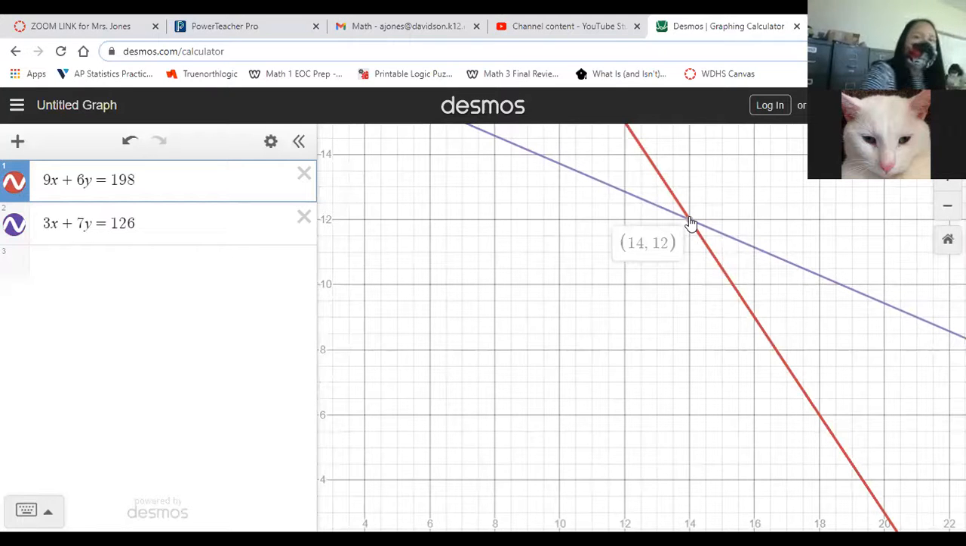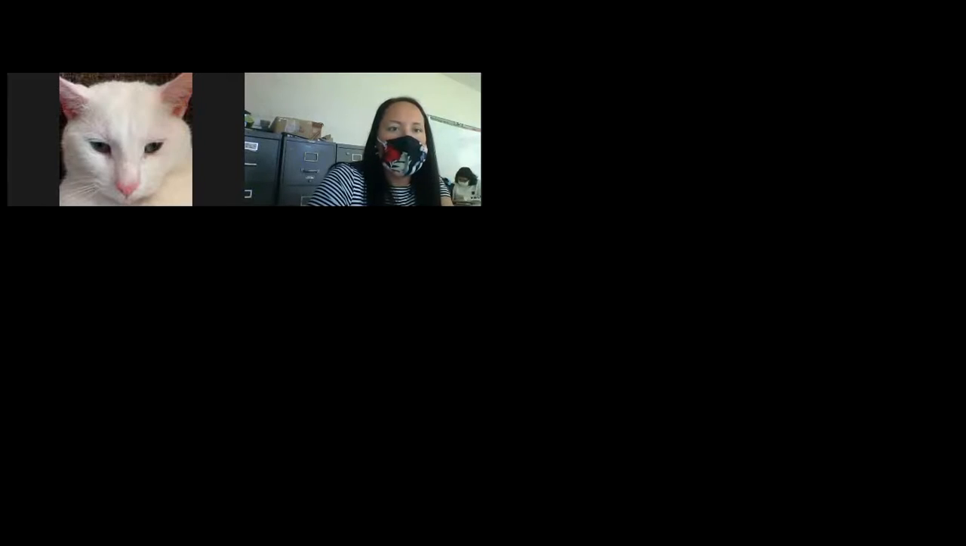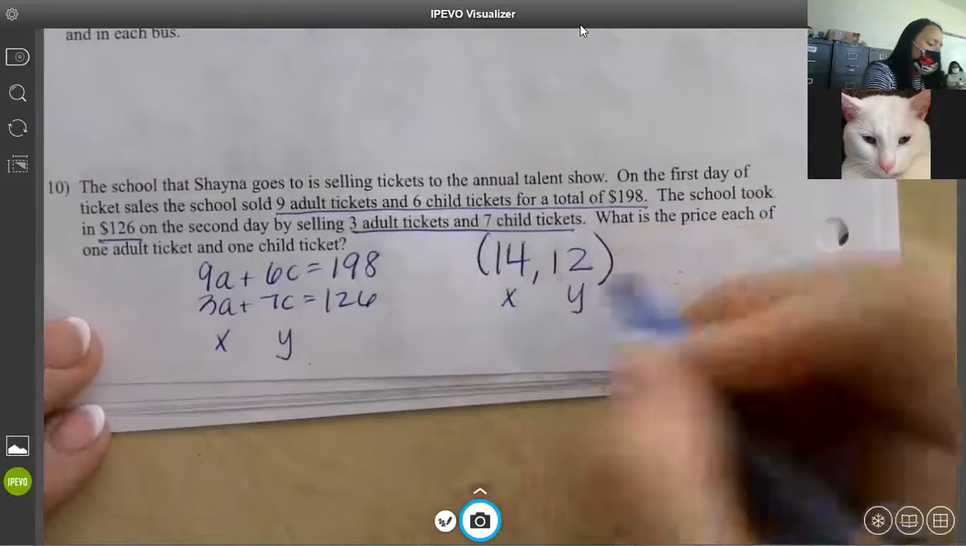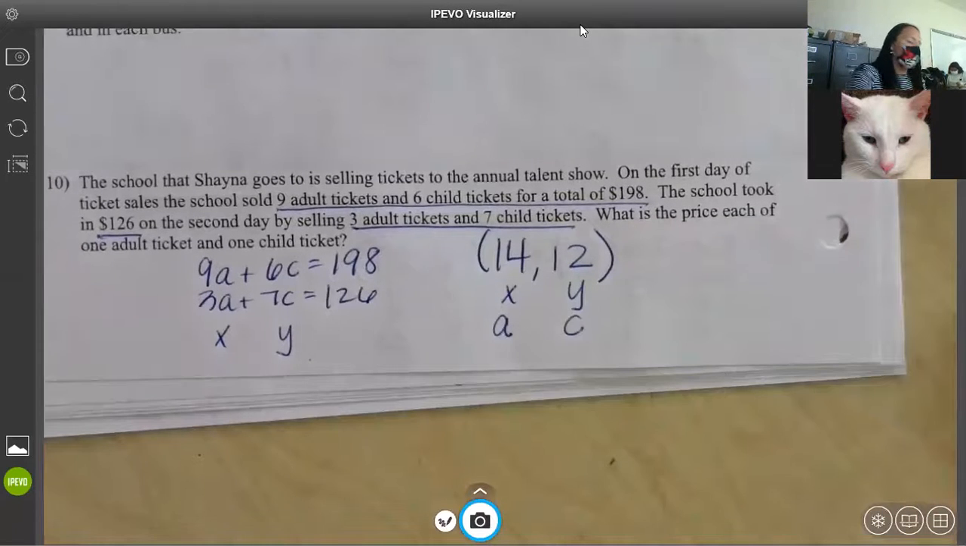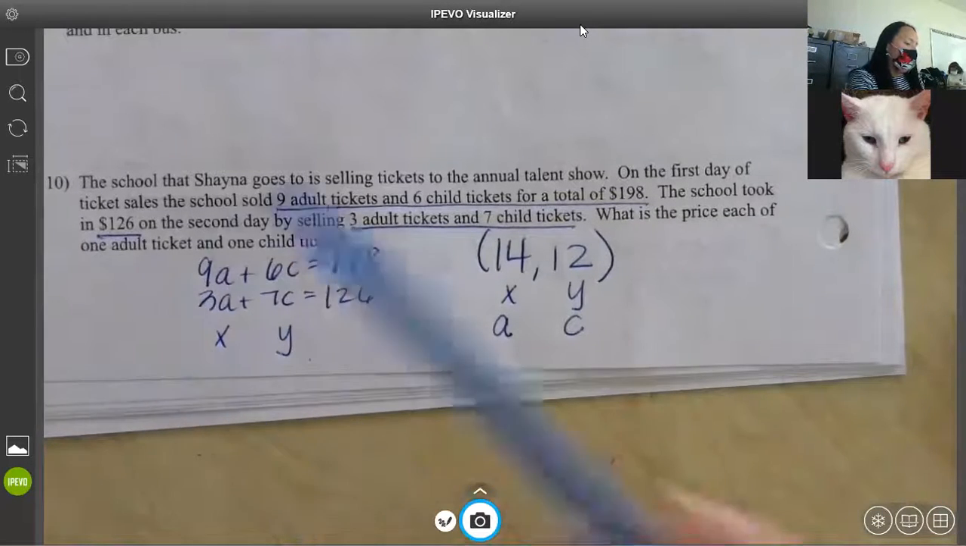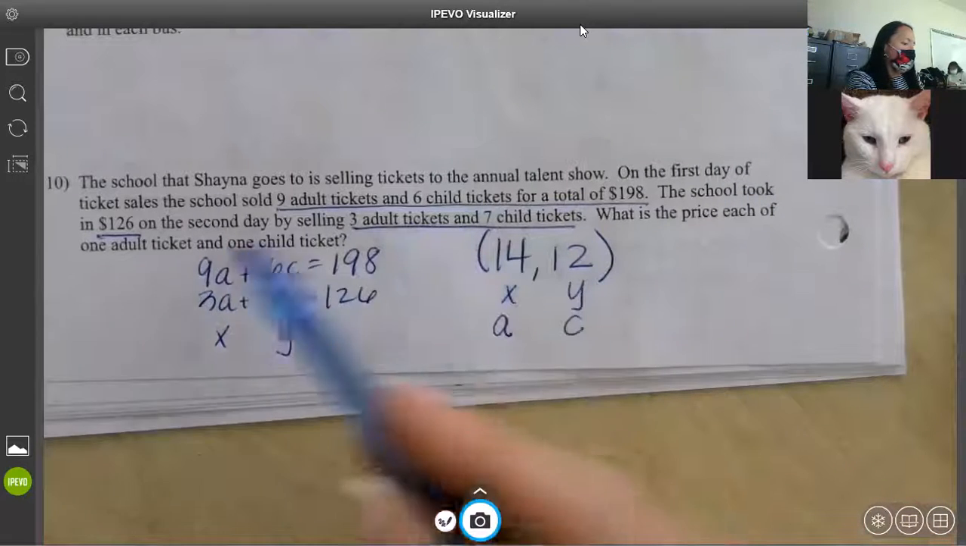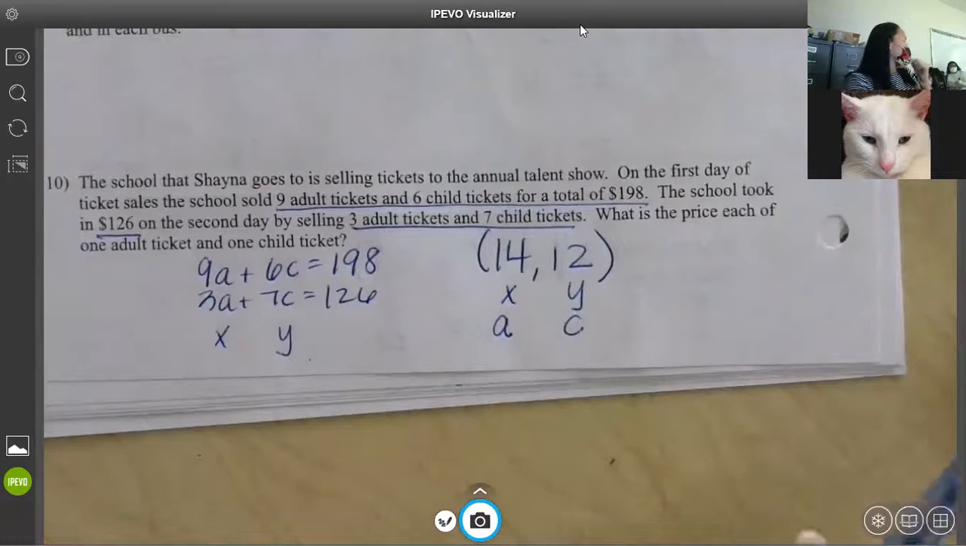So I'm going to write that down. And then one more share of this screen. 14 was X, 12 was Y, X was adult, and Y was child. So what's the price of each 1 adult ticket? Adult is $14 and 1 child is $12. And that's it.